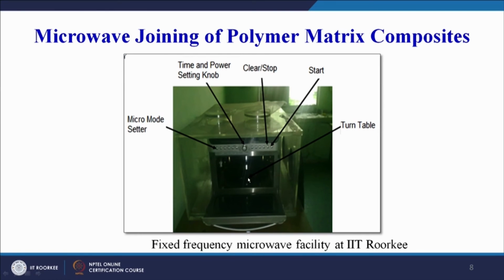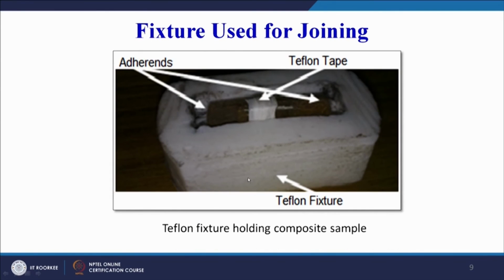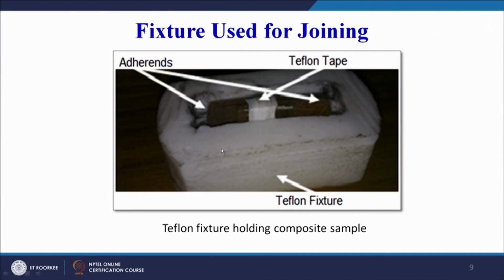and make a joint. Now this is a fixture that is used for joining. These are our own experimental findings. So this is adherent number 1, this is adherent number 2, and this white color Teflon tape is used to join the two parts or to bind the two parts together or to keep the two adherents intact at the joint overlap area, and this is a fixture which is used.